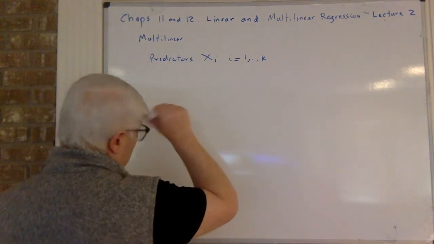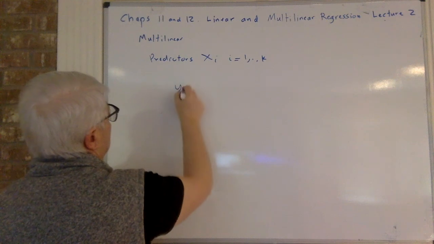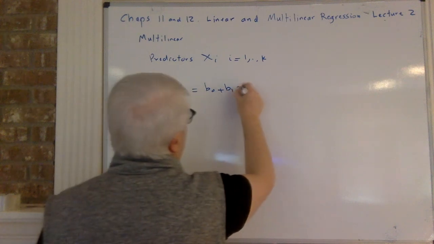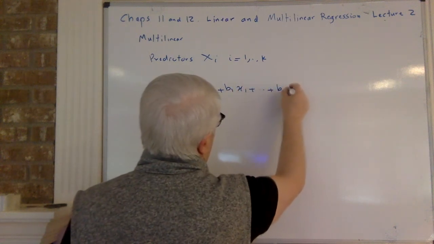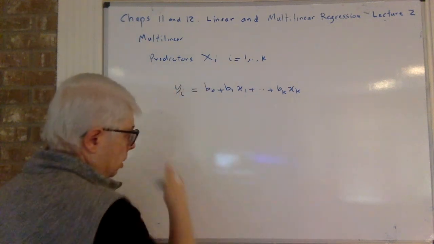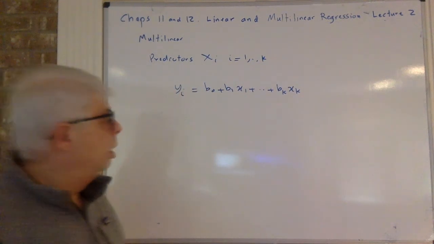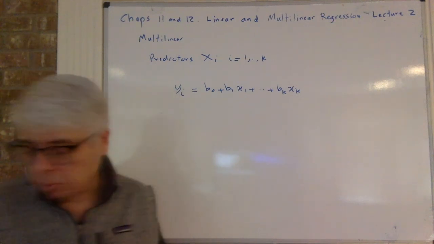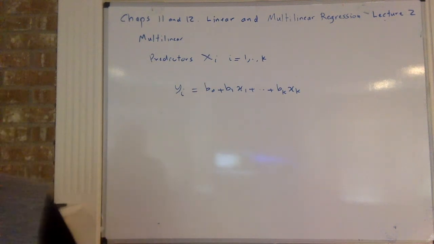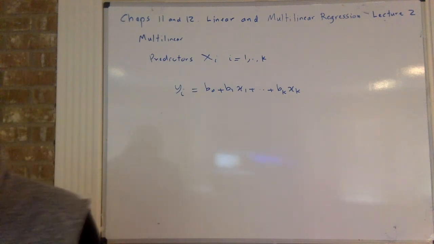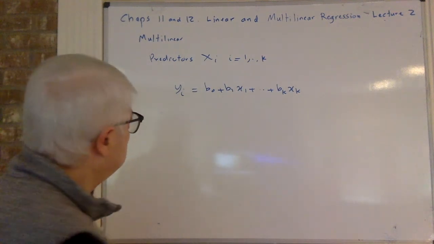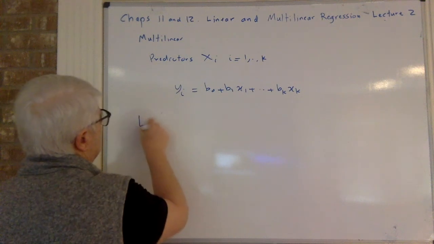But anyway, the instances of Y will be Y1, Y2, and Yi in general, and I have B0 plus B1 X1 plus up to BK XK. Okay, so that is the predicted yi using the predictors and the values given to the predictors. Now how do we find those? We do the same thing that we did, that residue. So, least squares works.